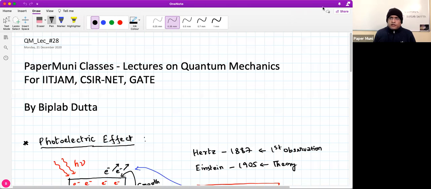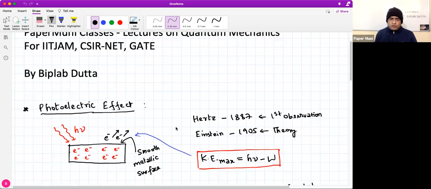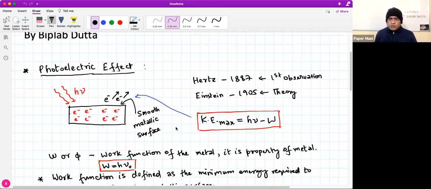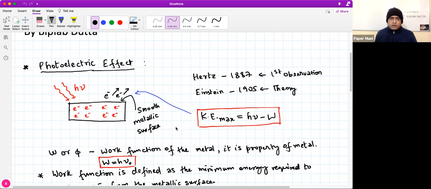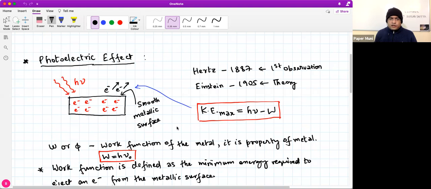So we had started this lecture, I'll just briefly go through it once more, because some of you might be joining for the first time. We are starting with the photoelectric effect, and we'll describe what it is, and we'll see the plots, and then we'll solve some problems. Okay, so the photoelectric effect is what happens when you have a metal surface.